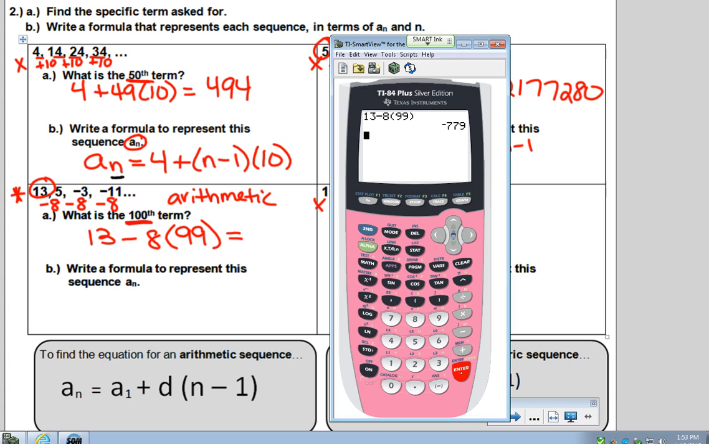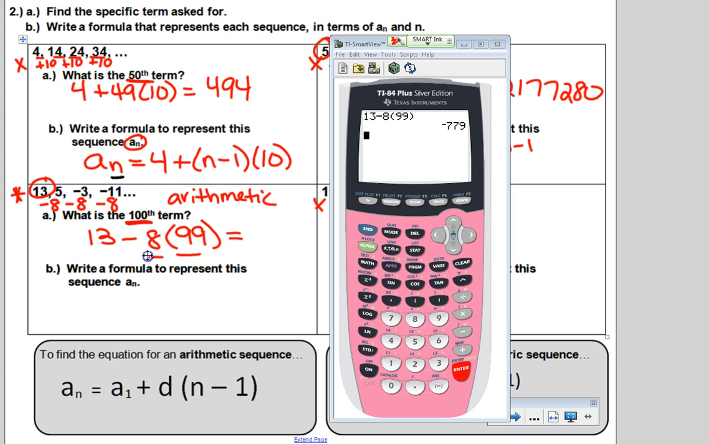Yes, and you can interchange these two numbers. If you want to write 99 8s or 8 99s, that's fine. A multiplication can be reversed. So the 100th number is negative 779. So our formula, a sub n equals, we start with 13, and we minus off 8, n minus 1 times. Or again, reverse, n minus 1 times 8.